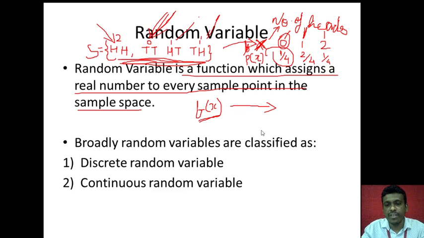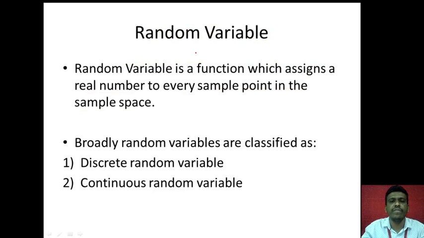So a random variable is a function which assigns a real number. We were assigning a real number to every point in the sample space. To every point in the sample space, we were assigning a real number in terms of probability. So that was about random variable.